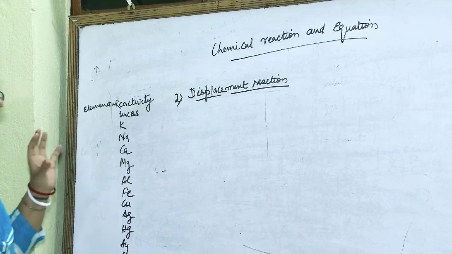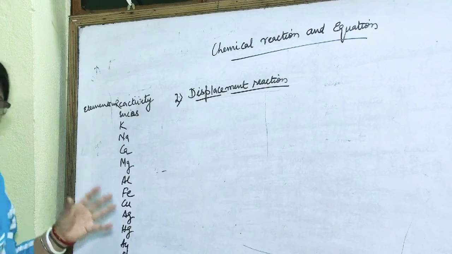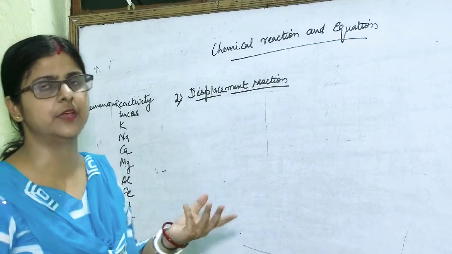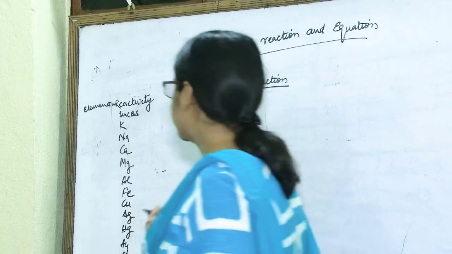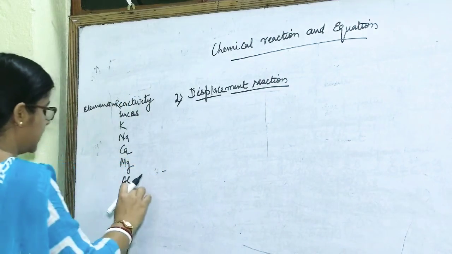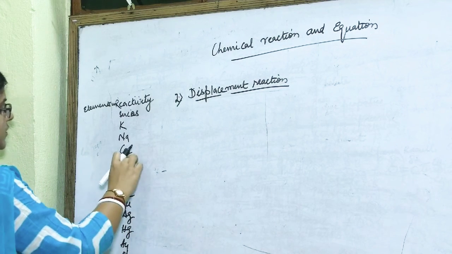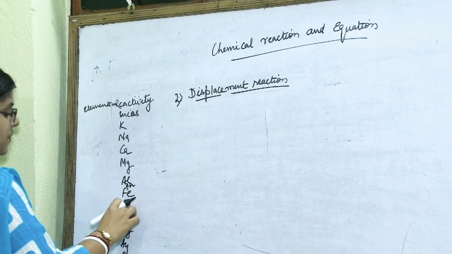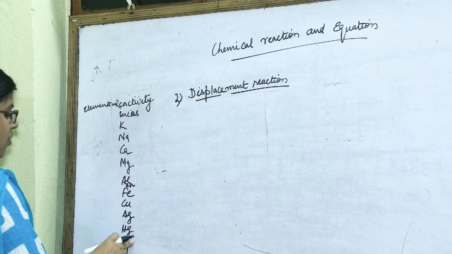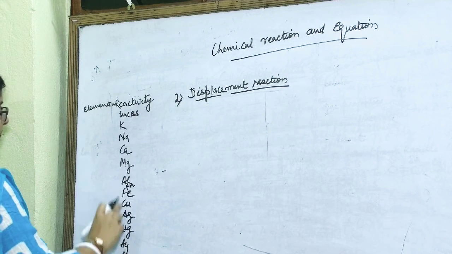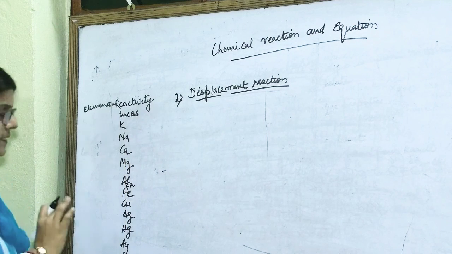First of all, to study this displacement reaction, you will have to remember this reactivity series. Which is the most reactive element? Which is more reactive than the other element? You will have to remember. In this reactivity series, you see that iron is more reactive than copper, silver, mercury, gold, platinum. Next you see potassium is more reactive than all these.